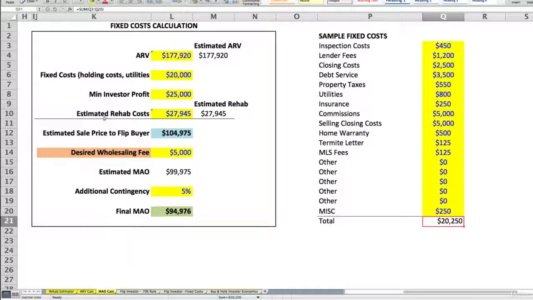The way the MAO using the fixed cost calculation works is we start with the ARV, which again comes from the ARV calculation worksheet. But now instead of doing the 70% rule, we subtract out these fixed costs. Then we add the minimum investor profit: basically, what profit is the investor buyer trying to achieve? You add that in here. You also subtract out the rehab costs. After you account for all three, that's the price you can try to convince your flip buyer to purchase from you.